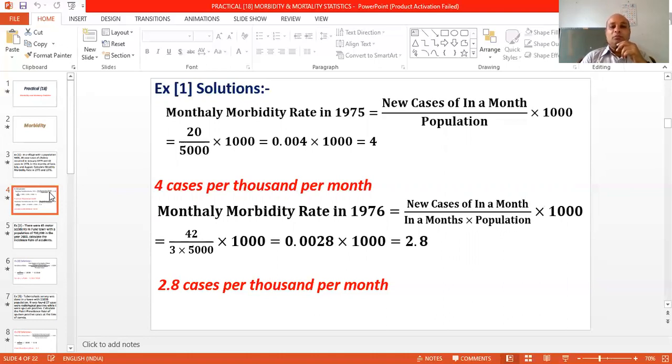Then, next, the formula for monthly morbidity rate in 1976 is new cases in a month upon population into 1000. The monthly morbidity rate in 1976 is 2.8 cases per thousand per month.